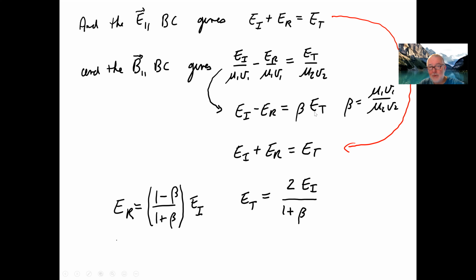I take beta times this equation and subtract the other from it, and I get E_R is equal to 1 minus beta over 1 plus beta times E_I. And again, beta is this mu1 v1 over mu2 v2, where these are the speeds in the media and the mu's are the permeabilities of the media.